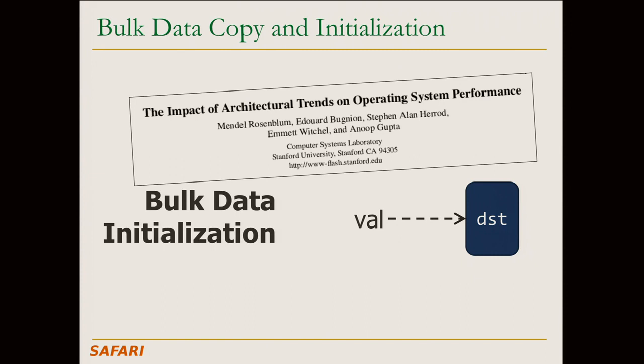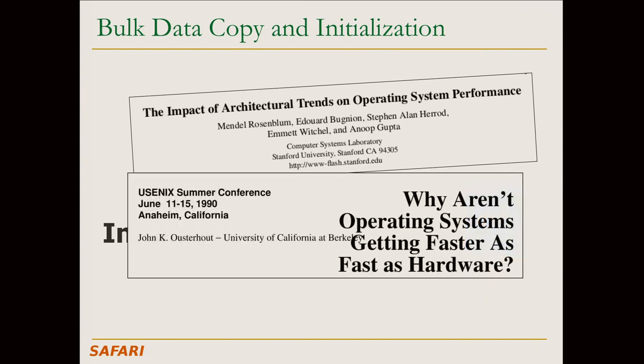If we had fast ways of doing this, it would be nice. This is actually a relatively old paper from 1990, I think. Another paper from 1990 asks why operating systems aren't getting as fast as hardware. The reason is that there's not good enough support for simple primitives like page copy and initialization, because operating systems actually use this a lot.